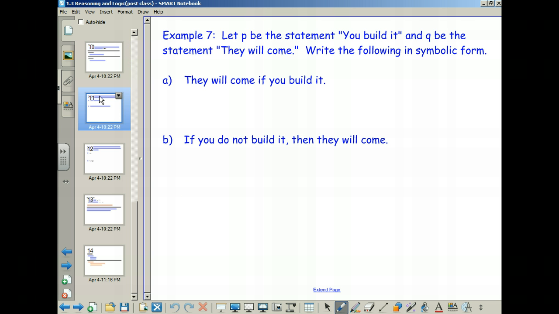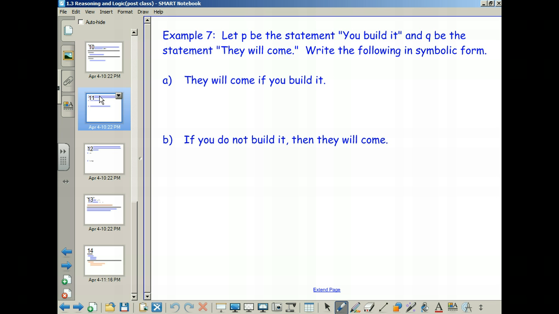So we're going to take some verbiage and we're going to create these. The first one we're looking at says P is the statement you build it, and Q is the statement they will come, which is from what movie? Dreams. You guys do know it. That's great. If you don't, it's okay. All right. So notice on part A, this one actually has exactly the feature that I had just mentioned. The if part is not occurring at the beginning of the sentence, is it? It isn't. But that's okay. That doesn't affect anything.